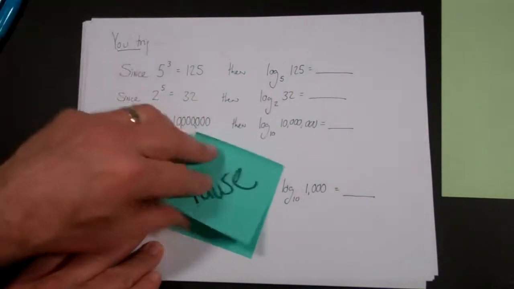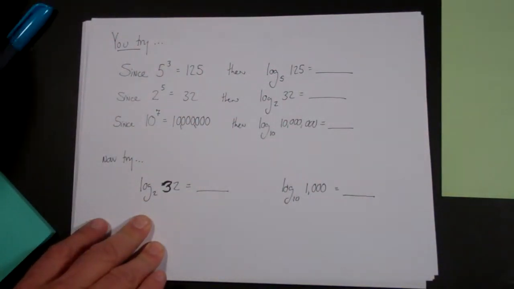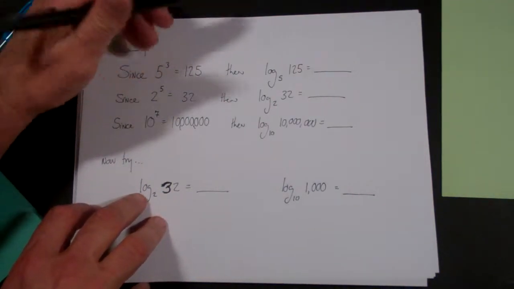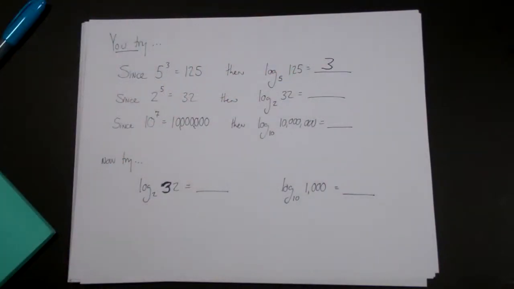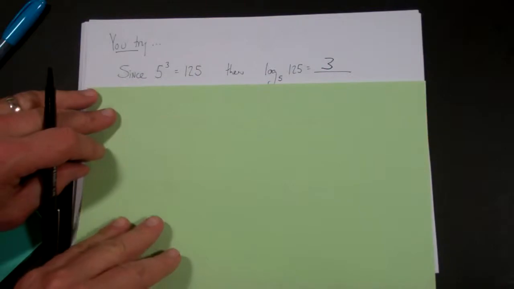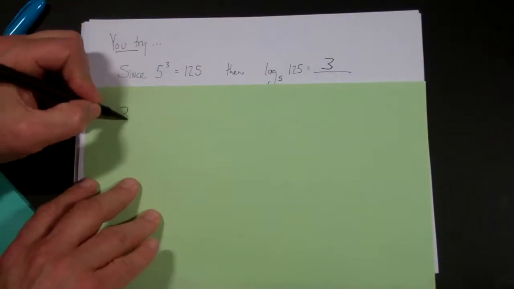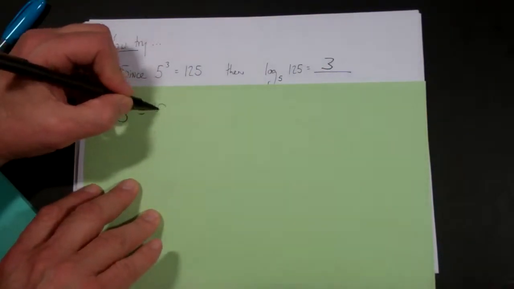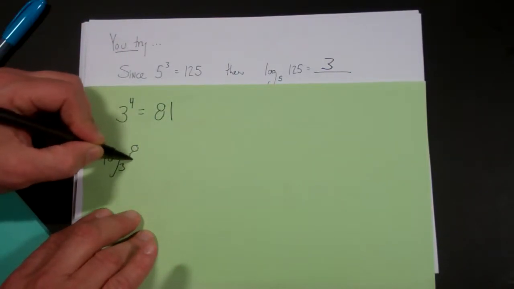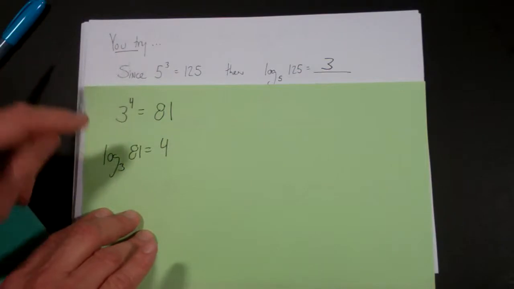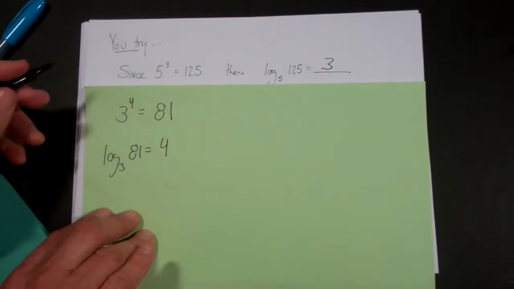Let's go ahead and check your answers. If 5 to the 3rd is 125, we say that the fifth log of 125 is 3. Let's think about why that is for a second. Let's do it this way. If we memorize that 3 to the 4th is 81 and that the third log of 81 is equal to 4, then it's just a matter of seeing where the numbers go.